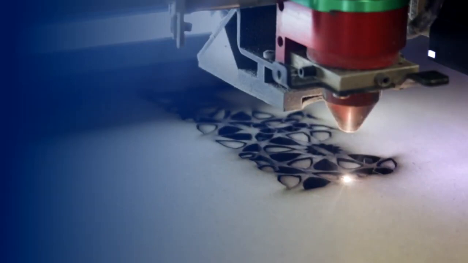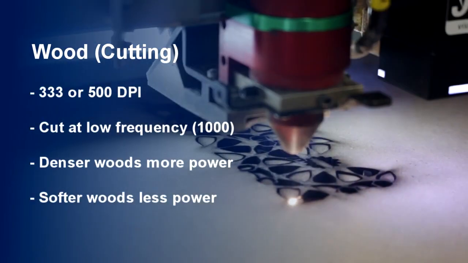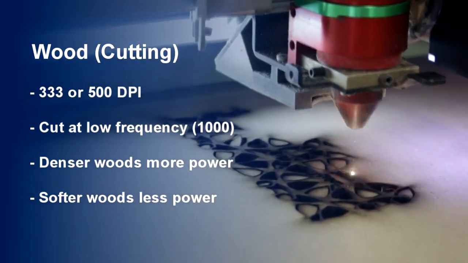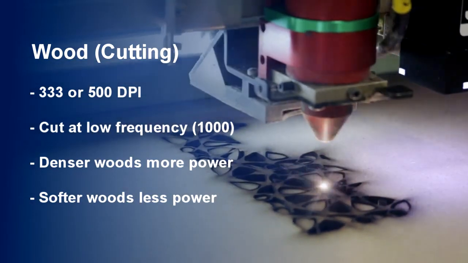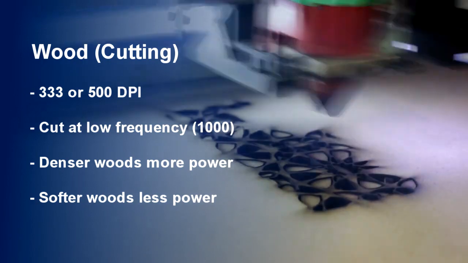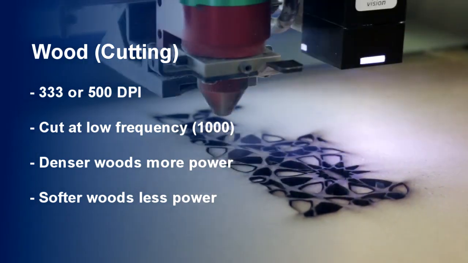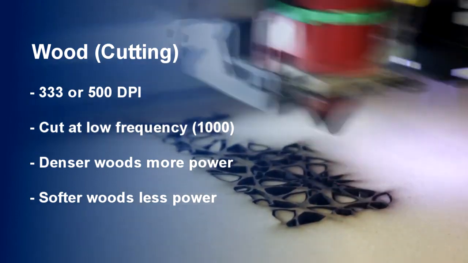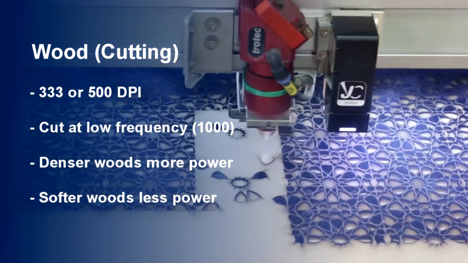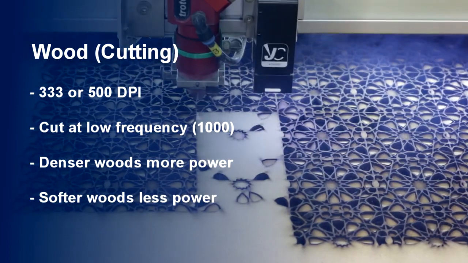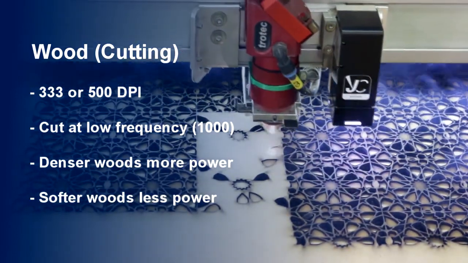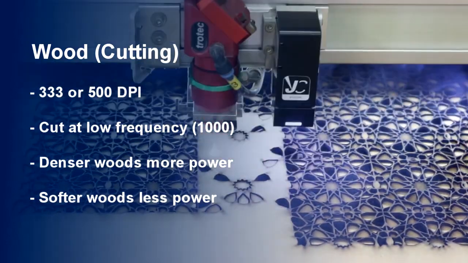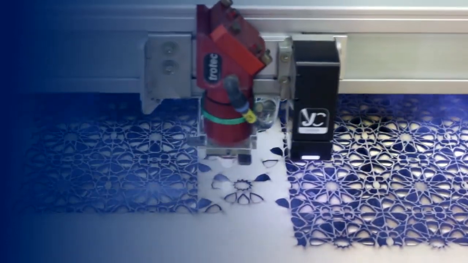Tips for cutting wood. You want to use 333 or 500 dpi. You want to cut at a low frequency level, such as 1000. Denser woods require more power, such as alder, balsa, beech, oak, and walnut. Softer woods require less power, for example, MDF, cedar, pine, and spruce. But please also consider the thickness of your material, which plays a factor in your parameters.